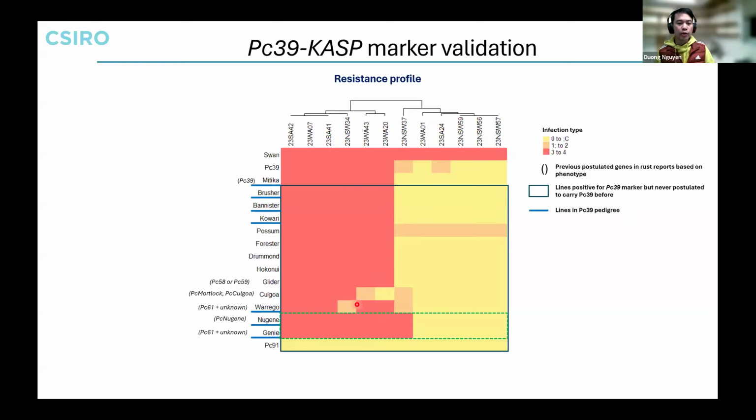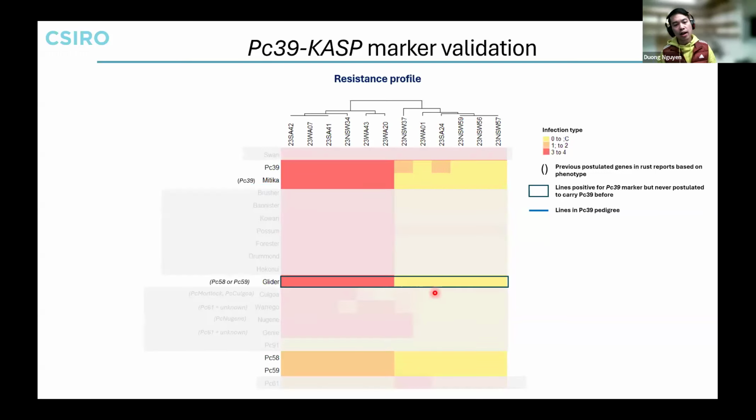Moreover, we have Liuxin and Ginny testing positive for the marker and having PC39 in the pedigree here. But looking at the virulence profile, they are different from the other PC39 carriers. The fact could be that they share some similarity in the genetic background around the PC39 region. However, the marker may have already been separated from the actual resistance gene. So that means that the lines here don't carry PC39 based on the resistance profile.